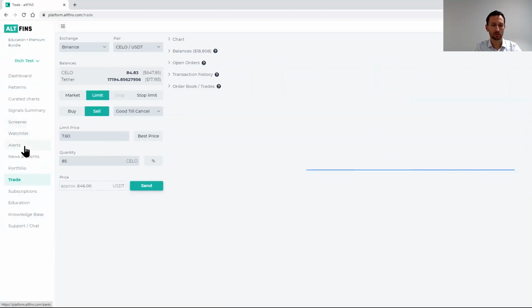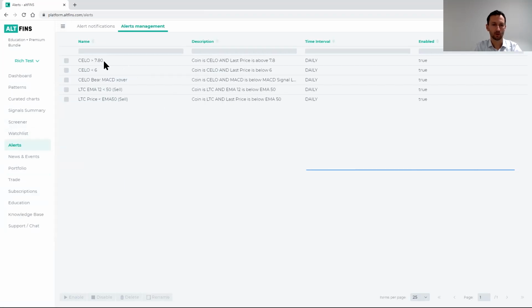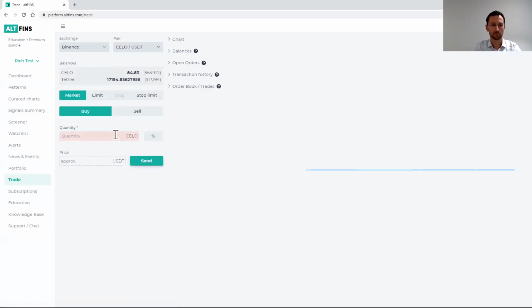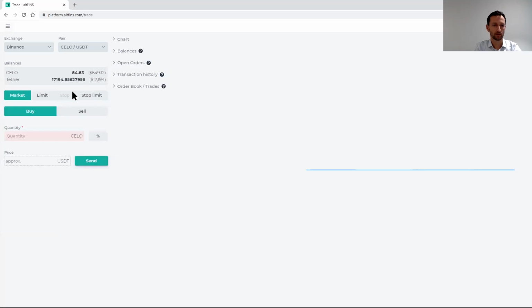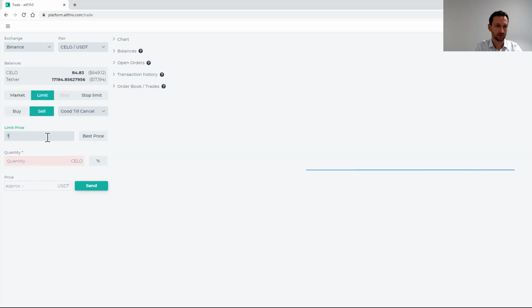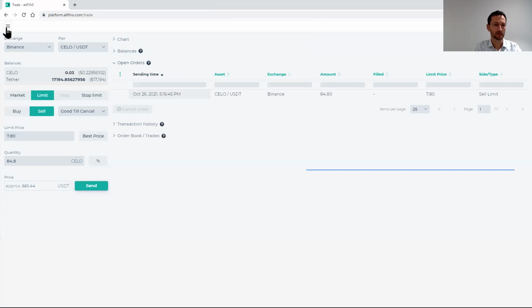I also have an alert. If you recall in the last lesson, we created an alert that says when the price is about 780, I'm going to get an alert and probably close the rest of the position. I could actually set up a limit order right now for the rest of the position right at 780. Let's go ahead and do that right now. I want to sell the rest of it at 780. All right, it's a limit sell, and it's just going to sit in my open orders until the price gets there.